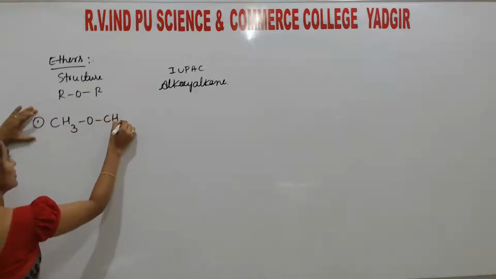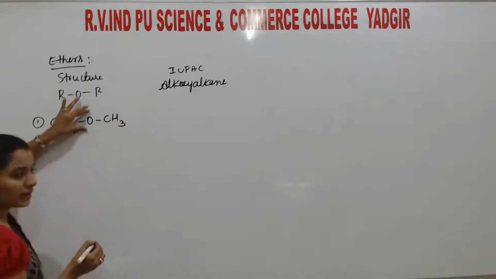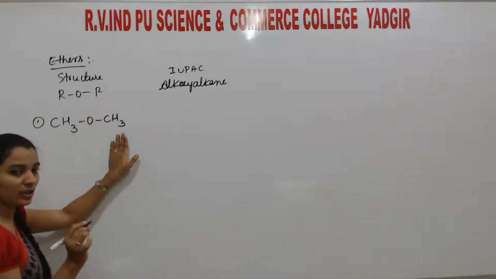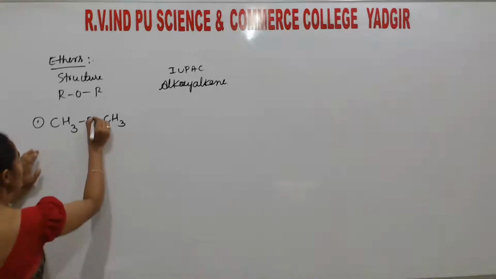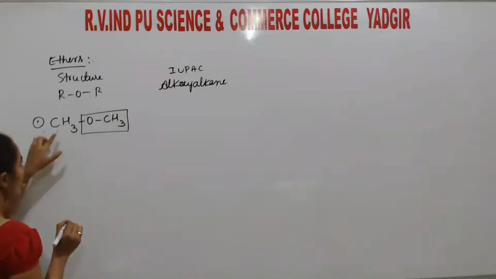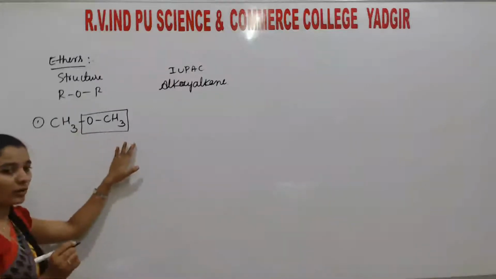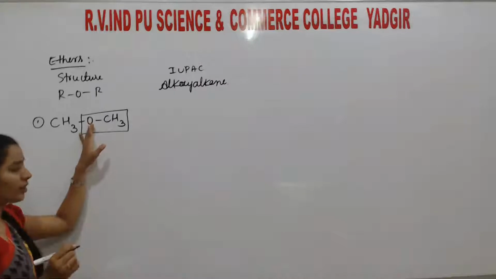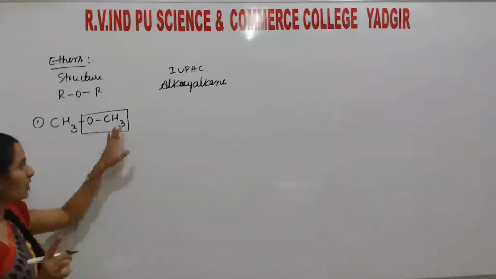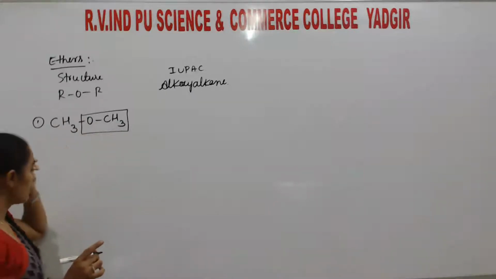CH3OCH3. So students, this is the ether group, the oxygen atom, and on either side of the ether group a CH3 group is there. Among these, one is considered as the functional group, another as the parent chain. On either side of the oxygen atom, the carbon number is 1 only. Here is also CH3, here is also CH3, both are the same. You can select any one.